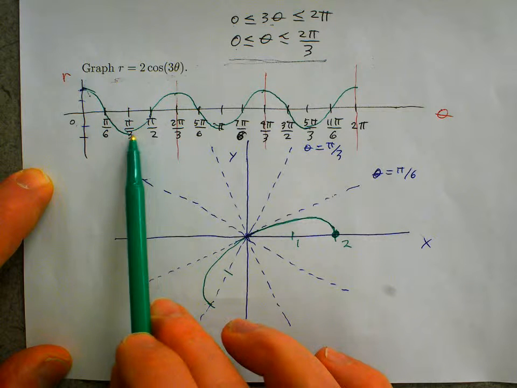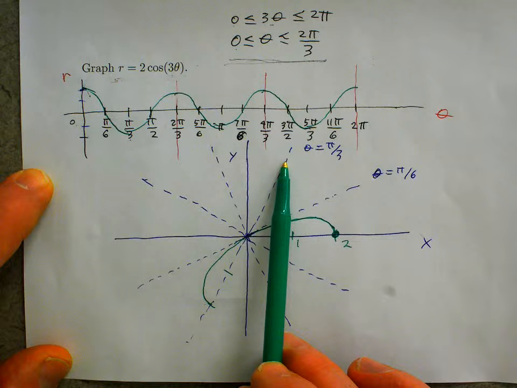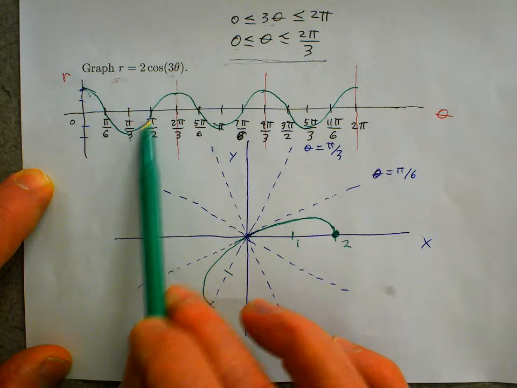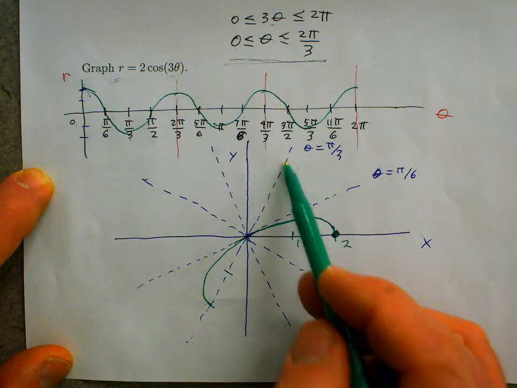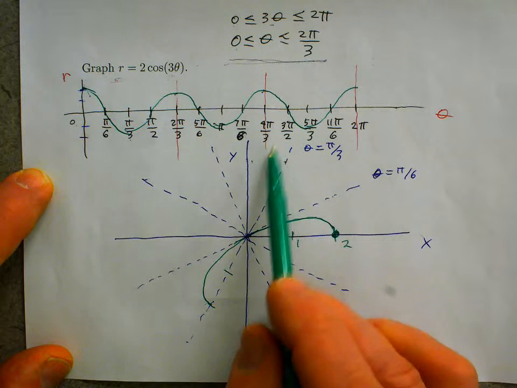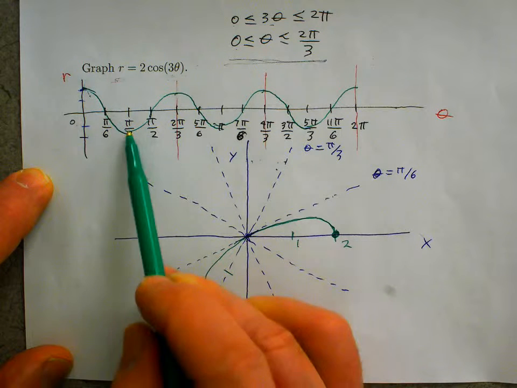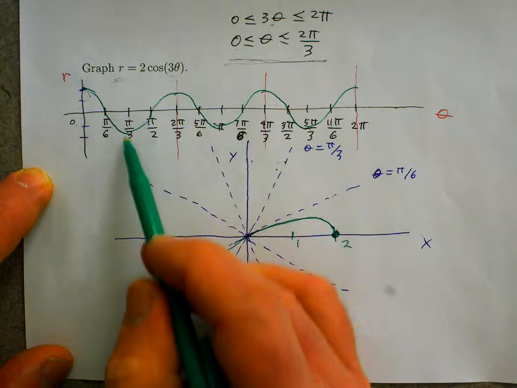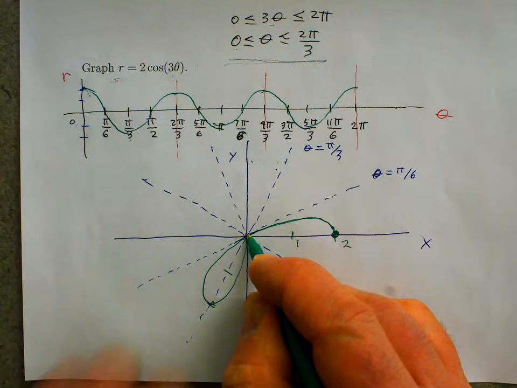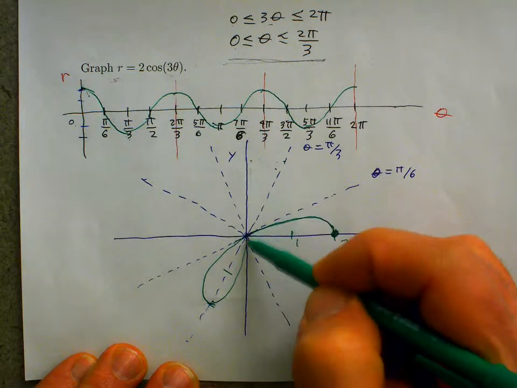The next interval is from pi over 3 to pi over 2. So up here, that's from theta equals pi over 3 to pi over 2. But the r values are negative on that interval. So on the polar curve, the graph has to be on the opposite side of the origin from this interval. So they start out at -2, and then they go to 0 when we're at pi over 2. So here's pi over 2, and we're at 0.